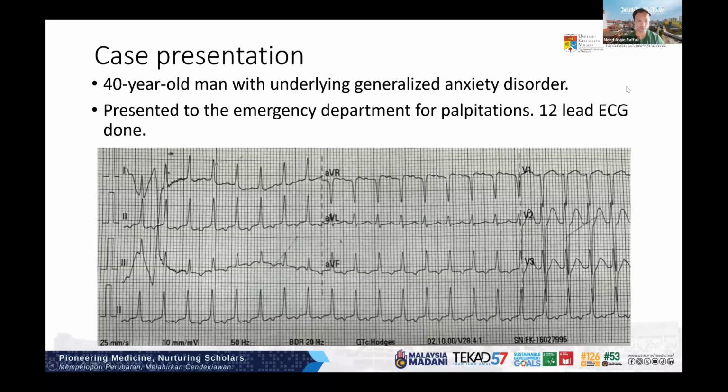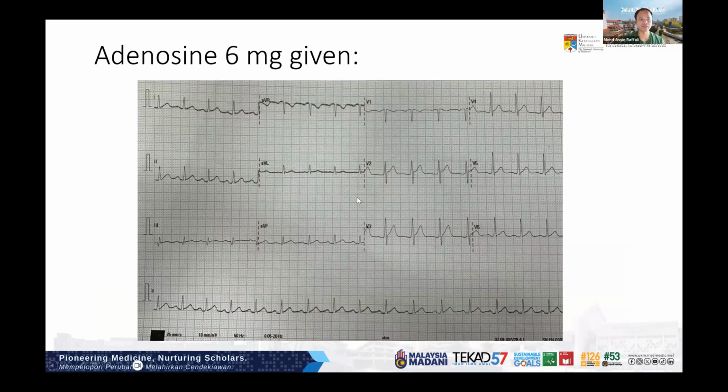So I would like to present a case of a 40-year-old man with underlying generalized anxiety disorder. He presented to the emergency department with palpitations, and this is the 12-lead ECG that was done at the presenting center. Apologies for the quality of the ECG; this is the only ECG that we obtained from the referring center. As you can see, it's a narrow QRS tachycardia with possibly a long RP. At the presenting center, they gave adenosine 6 milligrams, and it reverted to an unremarkable sinus rhythm ECG.